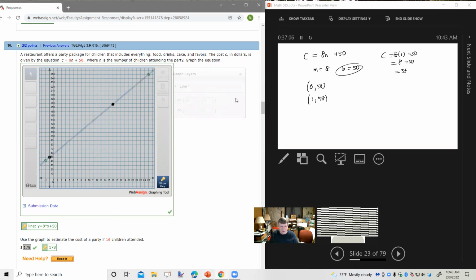So again, we come here and we could put in, let's see, you used 0, 50, and it looks like you used 16, 178, which is great. But I would have just put like 158 in for one of the other pairs, because all you need is 2 points on that line. Doesn't matter which 2 points they are. Okay, that makes sense. Yes.